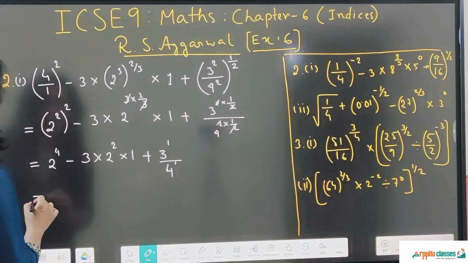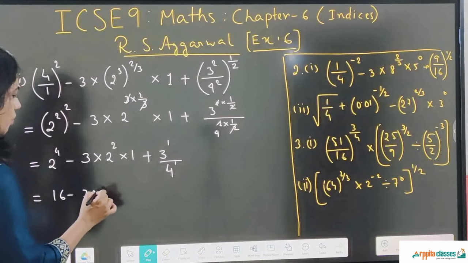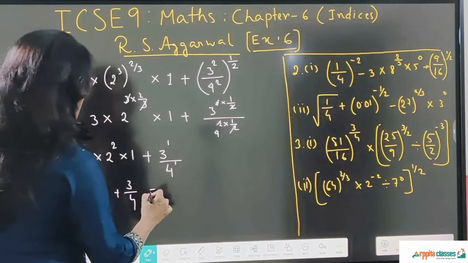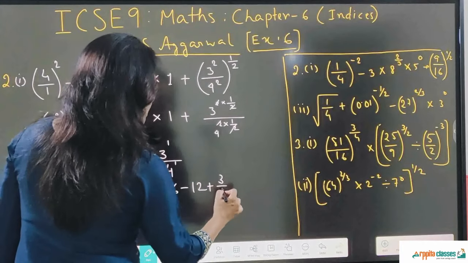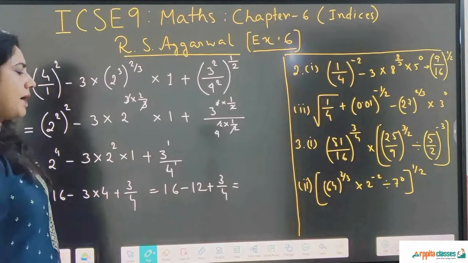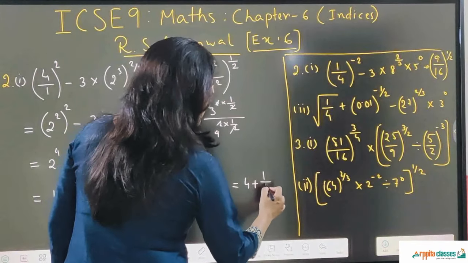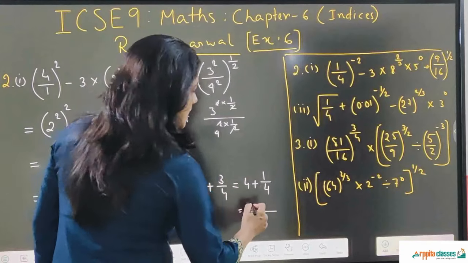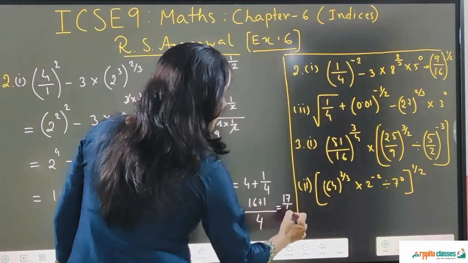So here we get 2 into 2 into 2 into 2, that's 16, minus 3 into 4, plus 3 by 4, which is 16 minus 12 plus 3 by 4. Now you can take LCM and do all together, or else 16 minus 12 will give you 4. So it is 4 plus 1 by 4. Now take the LCM as 4. 4 into 4 is 16, plus 1. So that is 17 by 4.